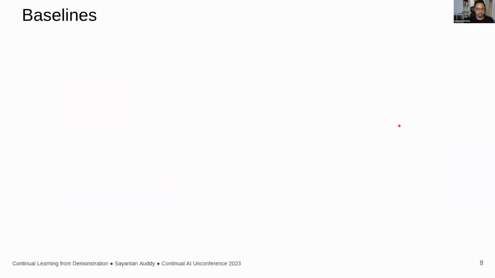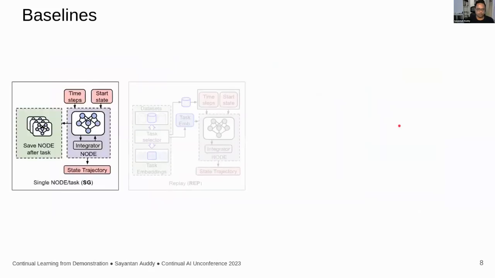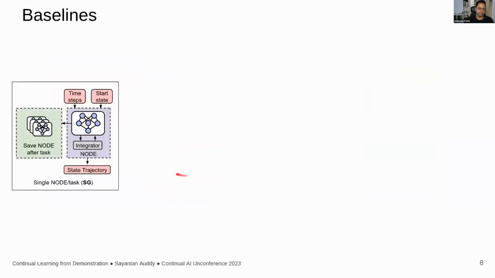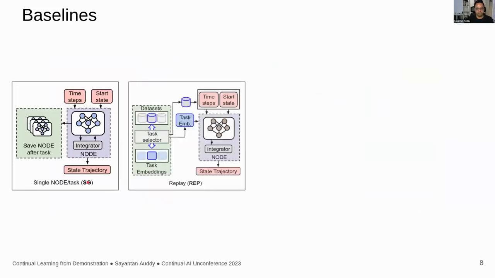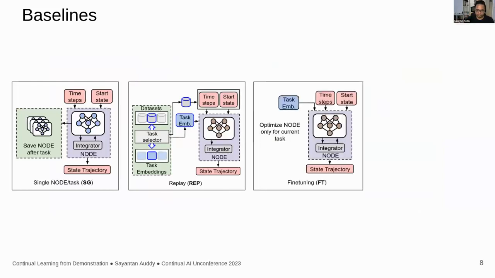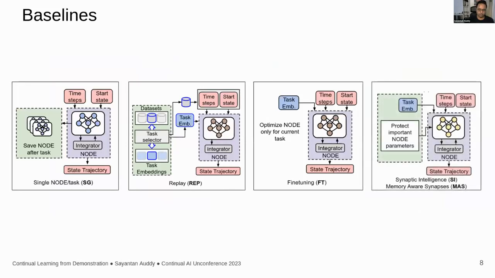We compare these models against some baselines. So first is the simplest baseline, where we train each new task with a separate neural ODE. Then we look at the simplest form of replay, where we store the training data of all the past tasks and combine it with the new data. We also look at fine-tuning, where we just optimize for the current task, and we also compare with some other regularization approaches like synaptic intelligence and memory-aware synapses, which just try to protect the parameters of the neural ODE.